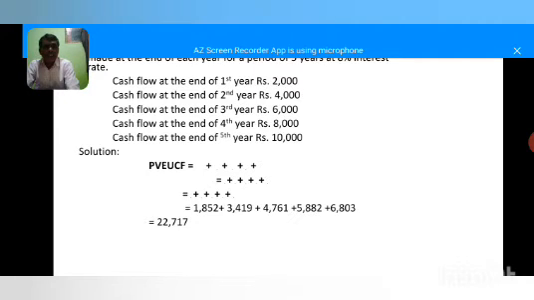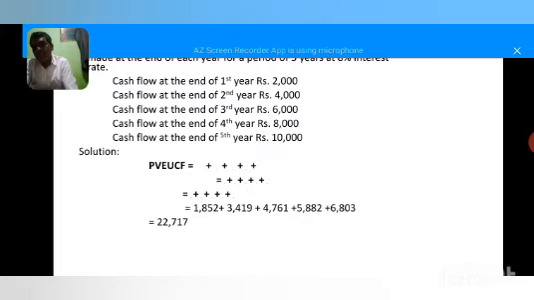So in order to calculate the present value of the cash inflows of the five years, we can use the formula: present value of uneven cash flow equals P1 divided by (1 plus R) to the power of 1, it belongs to first year, plus P2 divided by (1 plus R) to the power of 2, second year, plus P3 divided by (1 plus R) to the power of 3, third year, plus P4 divided by (1 plus R) to the power of 4, fourth year, plus P5 divided by (1 plus R) to the power of 5, fifth year.